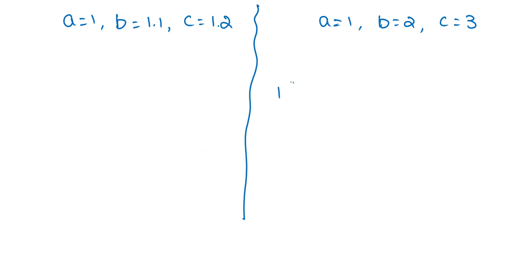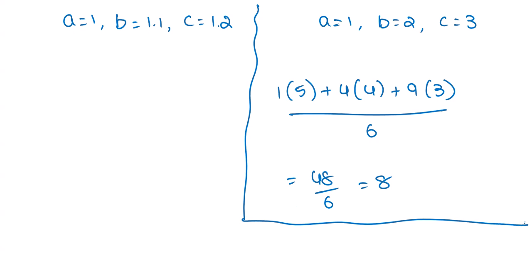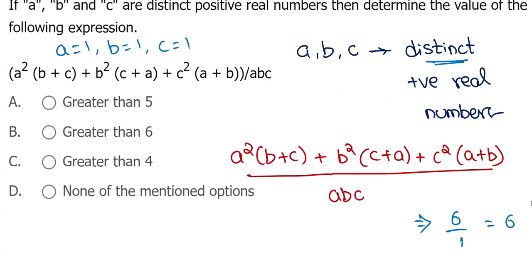Now A square into B plus C, B square into A plus C, C square into A plus B, divided by A into B into C. Here if you try 16, 21, 27, 48 divided by 6, I got 8. It's more than 6. So I can say it's greater than 6 actually. When it is equal it is 6, but they say distinct, different values. Greater than 6.